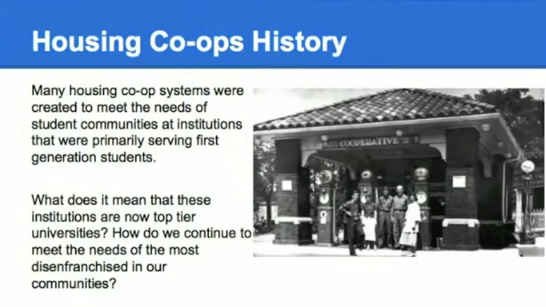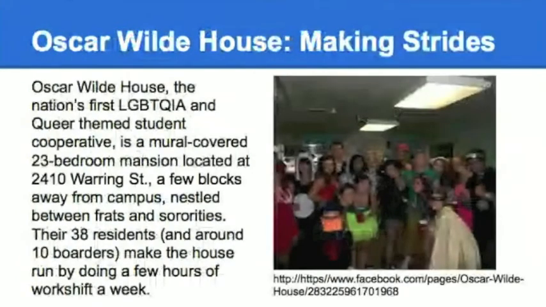So when you think about the history and how they came out of this need of people who for the first time wanted to have affordable housing, and the current future with most of these universities being top tier, inaccessible, very elite, how do we continue to meet that legacy and meet the needs of the most disenfranchised within campus communities?